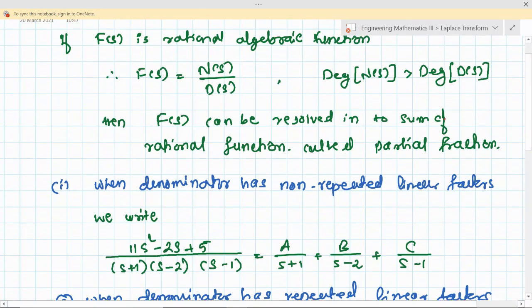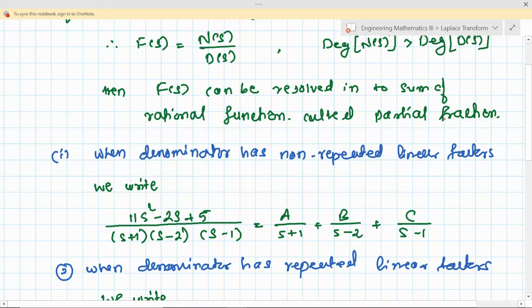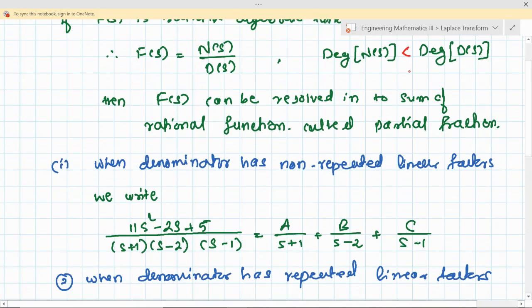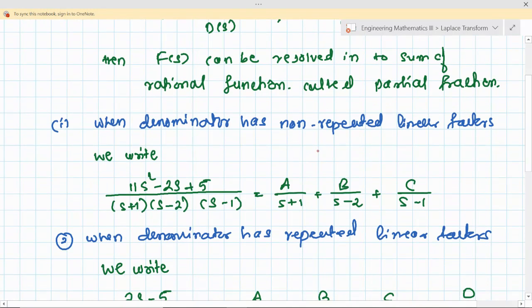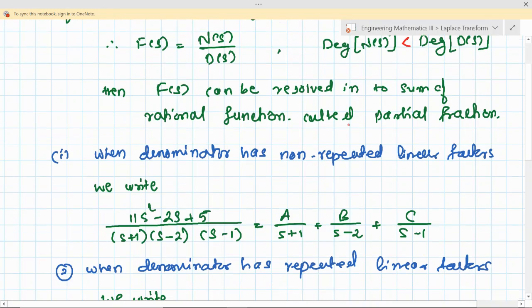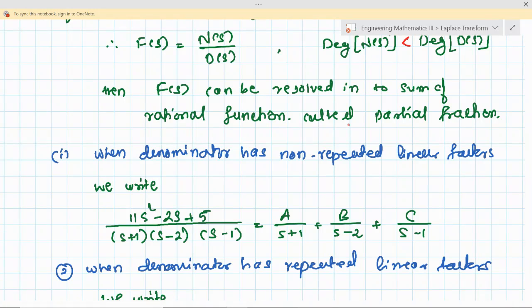Here, the degree of numerator is less than the degree of denominator. This is a small change here. It should be less than; this is a print mistake. There are some conditions that depend on the nature of the roots of D of s. So it is strictly degree of N of s less than degree of D of s. This is the main thing here.